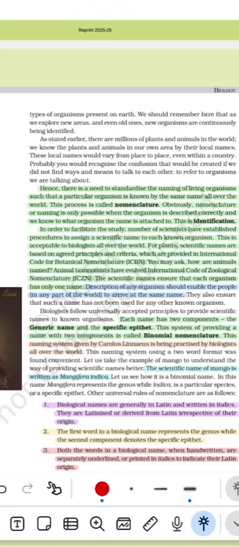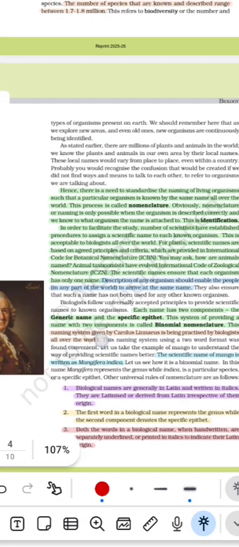Let us take the example of mango to understand how scientific names are given. The scientific name of mango is written Mangifera indica. Let us see how it is a binomial name. In this, Mangifera represents the genus, while indica is a particular species, or the species epithet.